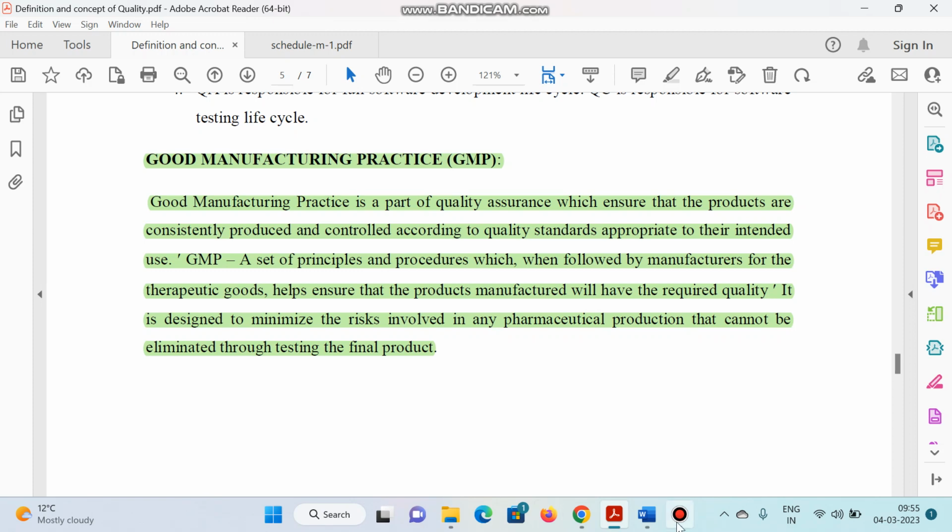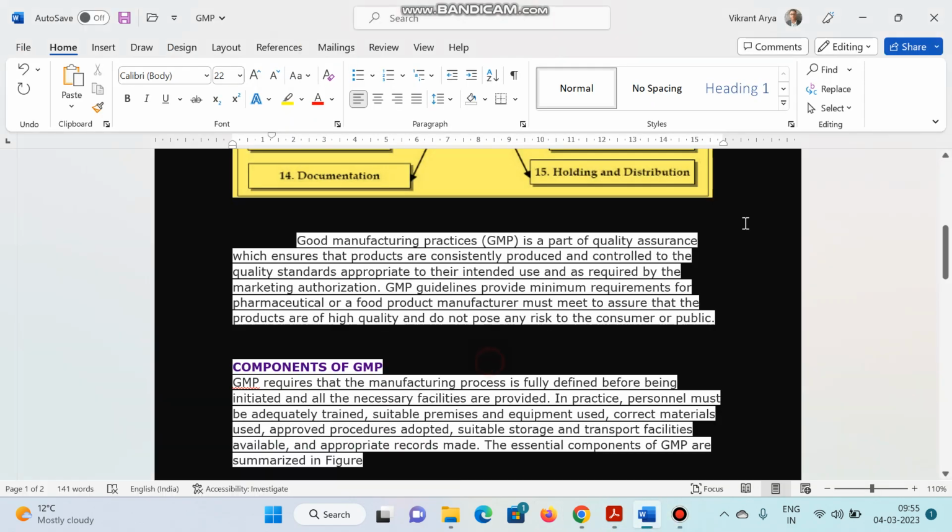Let's recall the definition again. Quality assurance की बात हो रही है. So GMP is a part of quality assurance which ensures that products are consistently produced and controlled to the quality standards, appropriate to their intended use, and are required by any organization. So GMP guidelines involve minimum requirements for pharmaceutical or different products, so as to ensure that the products produced are of high quality and do not pose any risk to the consumer or the public.